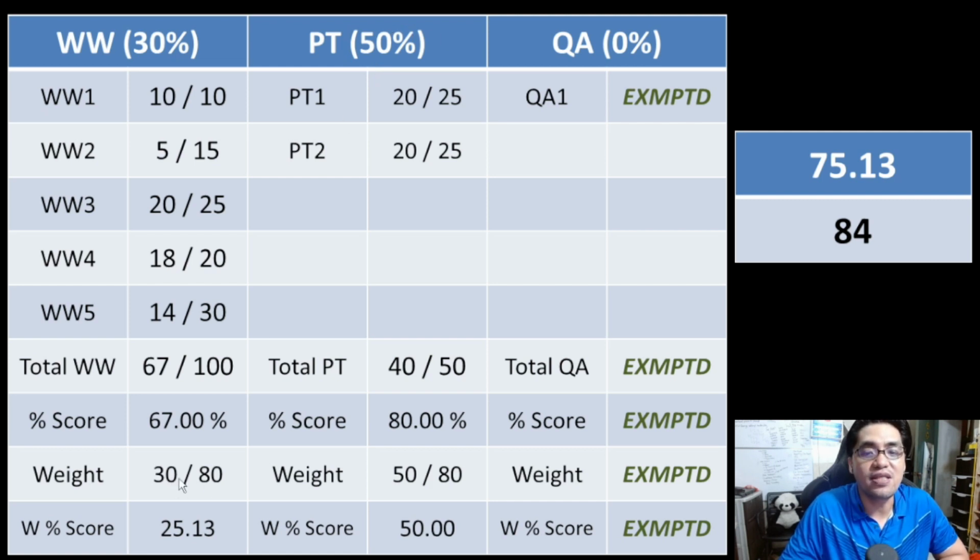So the weight is 30 over 80, and for performance task, the weight is going to be 50 over 80. So once again, what the template is going to do is proportionally distribute the remaining component weights if you remove one of the components. So the end calculation of this all is going to be an initial grade of 75.13 with a transmuted grade of 84. Again, the template can very easily adjust to student exemptions even if you remove a whole component from the grading.